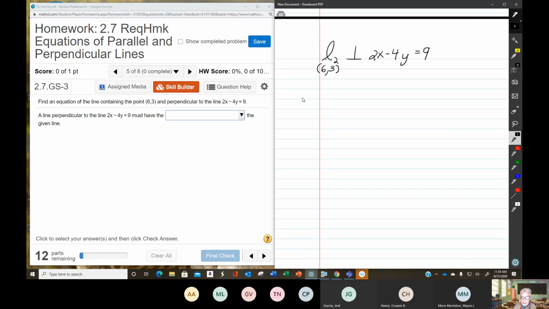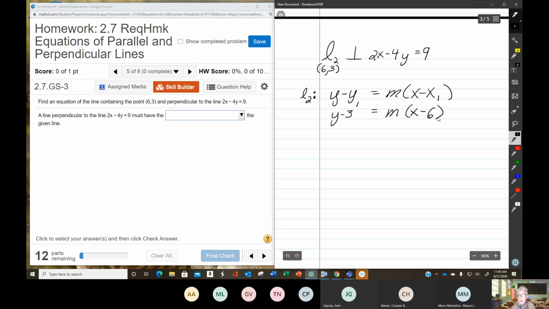So if we were going to find the equation of L2, the first thing you might want to do is set up y minus y1 equals m times x minus x1. And you would say y minus 3 equals m times x minus 6. Now we're all set, but we don't know the slope, so we've got to find the slope. And we're going to use this to find the slope. I have to know the slope of this before I can figure out what the slope of a perpendicular line would be. So let's do that.